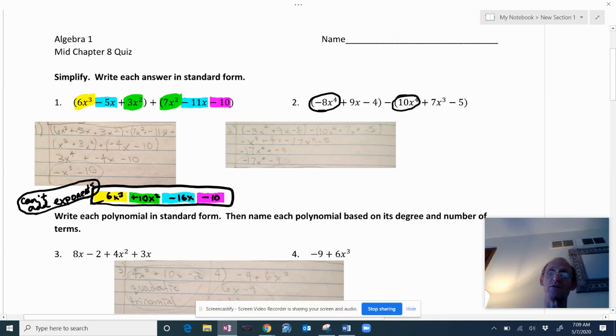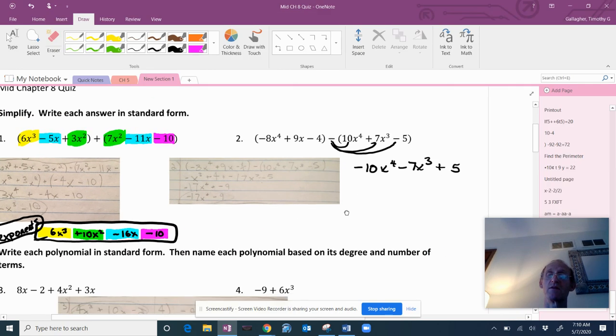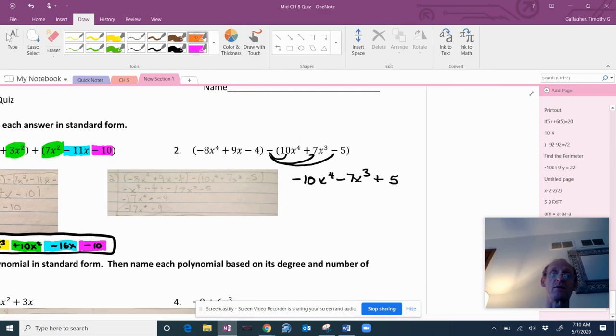Well, before I do that, though, see that negative sign? It has to be distributed. I think you did that correctly, but I just want to make sure. So you rewrite it, you get negative 10x^4 minus 7x^3 plus 5. And then now we can combine, you see, we can combine this and this. Okay, and then we can combine this with nothing, because there's no other x. And then we'll combine the negative 4 and the negative 5 because those are like each other.